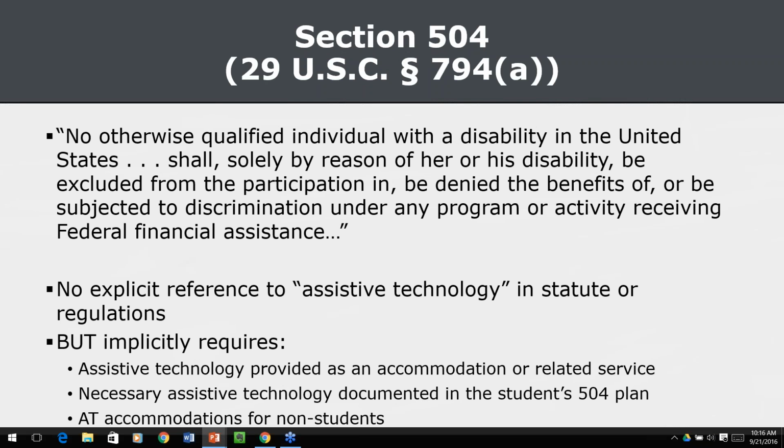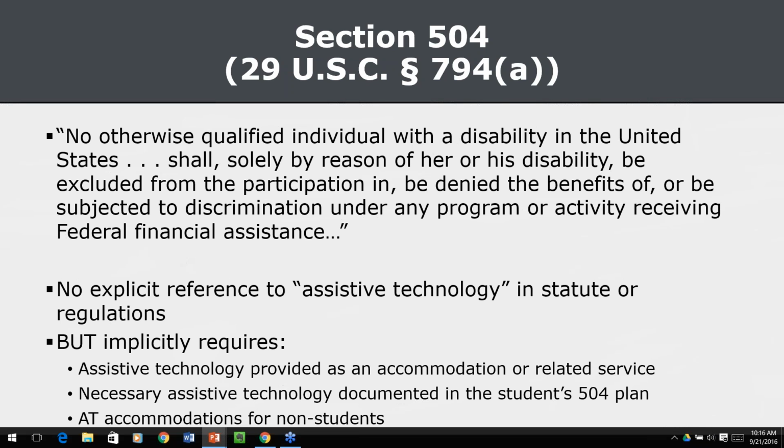So here's the language that really matters for assistive technology in Section 504. It says that no otherwise qualified individual with a disability shall, just because of his or her disability, be excluded from participation in, denied the benefits of, or be subjected to discrimination under any federally funded program.